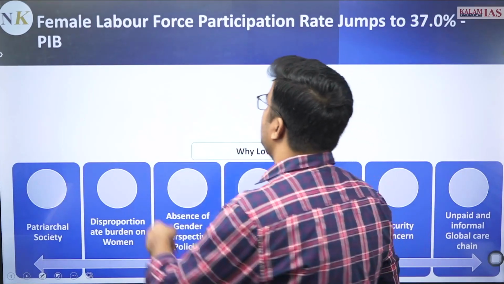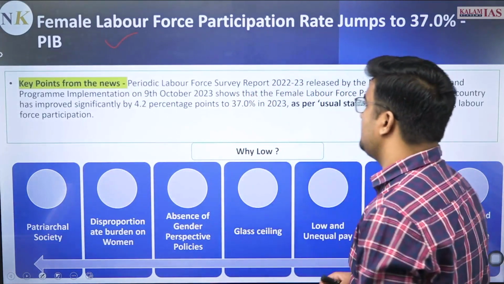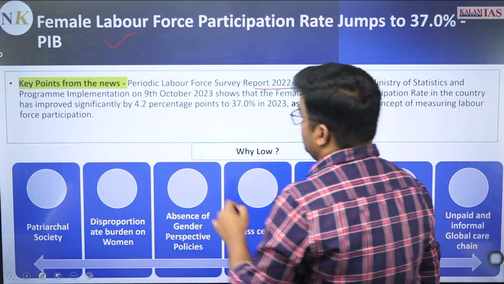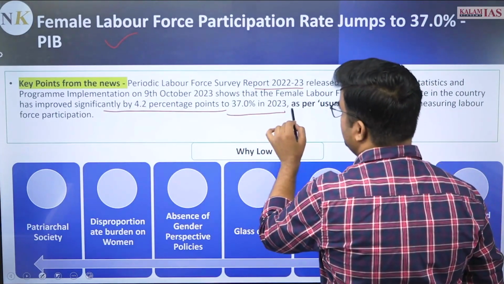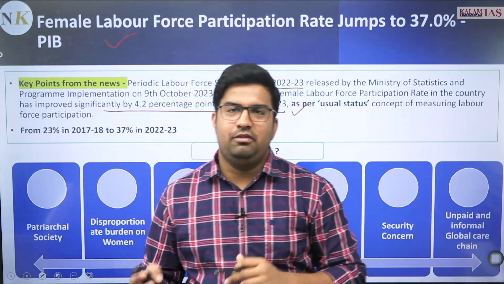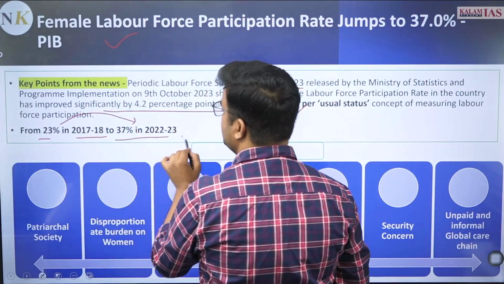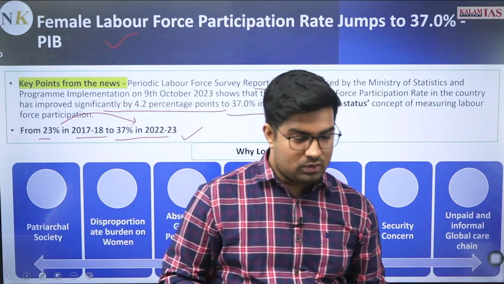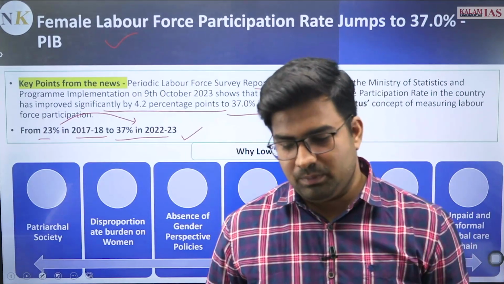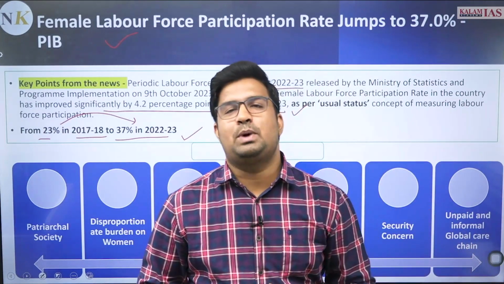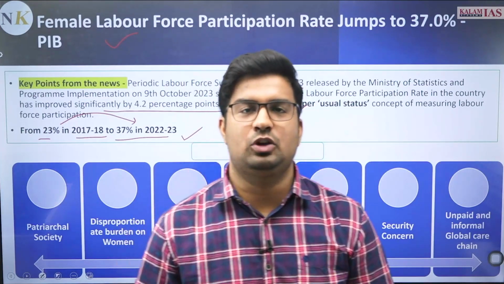Post this, the female labor force participation rate jumps to 37%, a significant increase, and the PLFS survey report says there is a significant increase of 4.2 percentage points in 2023. And if we look at the overall increase over 5 to 6 years, it was 23% in 2017-18 and has increased to 37%, the female labor force participation. So that shows a significant increase, but again, it is not a very good increase. Significant, yes, we are progressing significantly, but still the labor force participation of females, especially in quality jobs, the jobs which actually pay well, the skilled jobs, is very low.